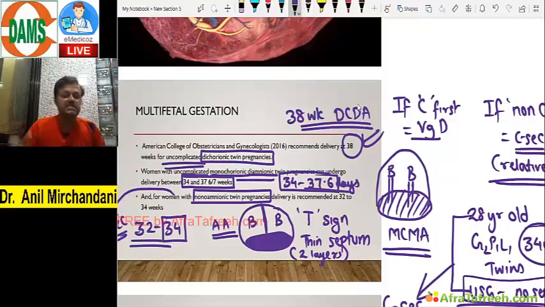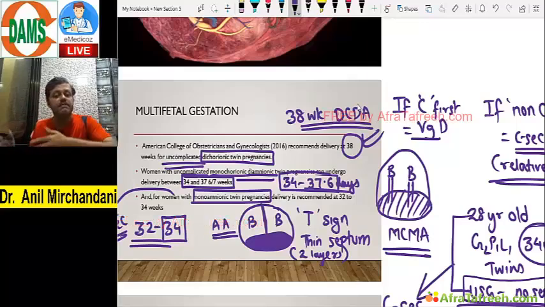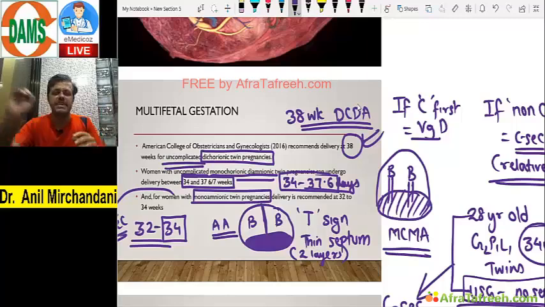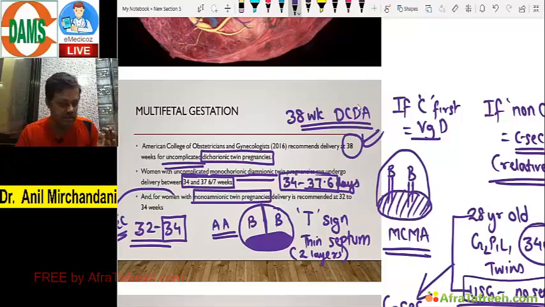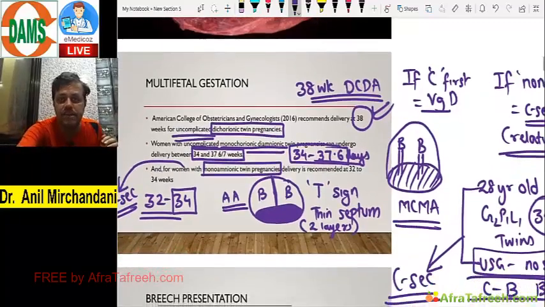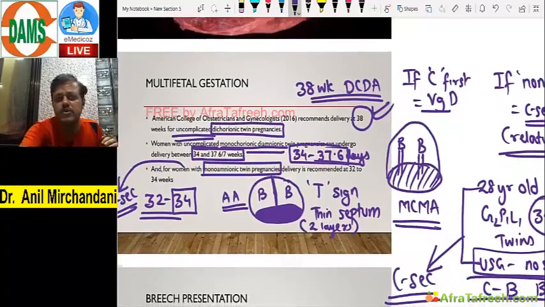These are the deadlines. If it is monochorionic diamniotic, 34 to 37 plus 6 weeks. Let me tell you an Indian scenario, we terminate by 37 weeks. We reach 37 in MCDA and terminate. But that's a range, 34 to 37 plus 6. Am I clear about this, guys and girls? So you should know about these clinical vignettes and about twin gestation.